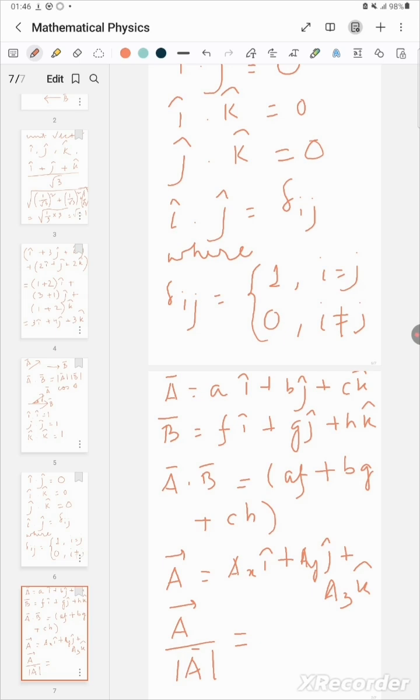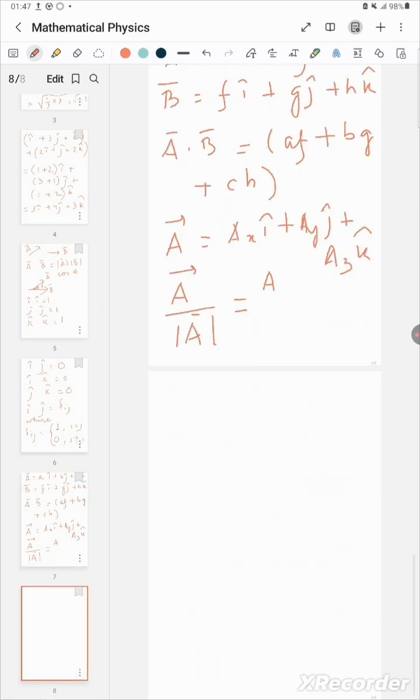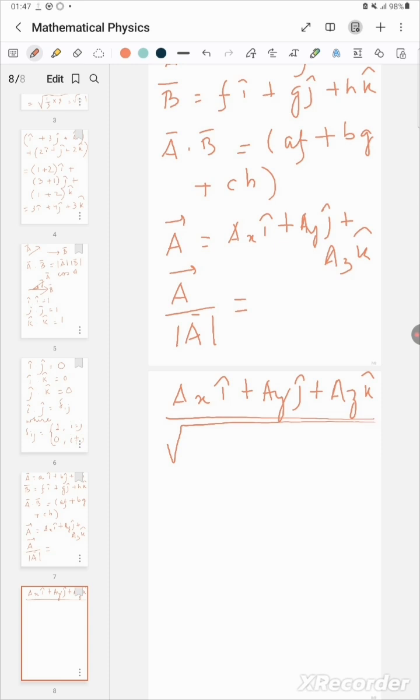So dividing A by modulus of A, that is dividing A by its own magnitude, would give us ax i cap plus ay j cap plus az k cap divided by under root ax square plus ay square plus az square. Alright.